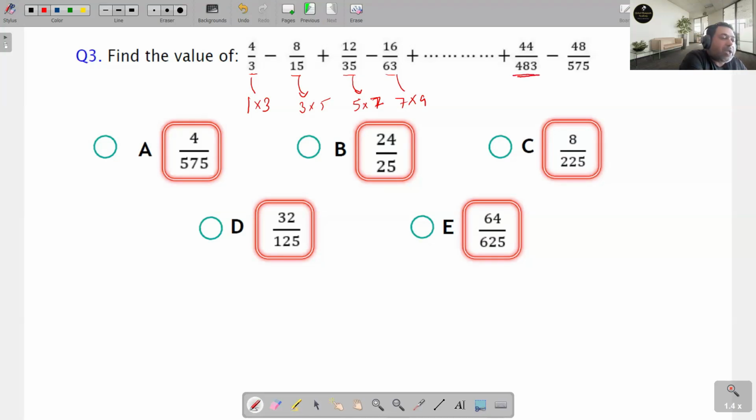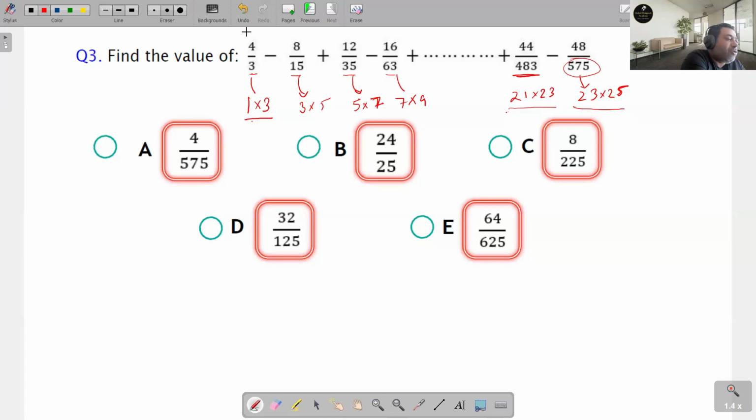If you notice this one carefully, this one is going to be 21 times 23, and this one here is 23 times 25, right? So you actually can find out the 575 because 25 times 24 is 600. So that gives you easily an idea of this one, and then you can go backwards and find this one out.